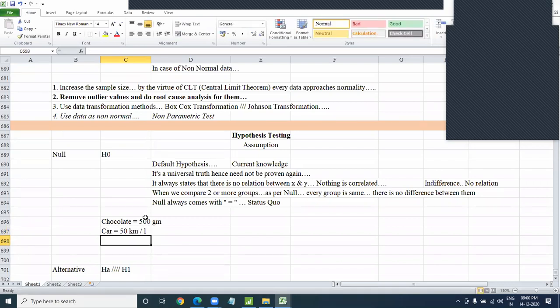It's always coming with an equal to. That status quo symbol. So practically we're talking about the chocolate, the weight of the packet is 500 grams. The car has a mileage of 50 kilometers per liter. It always comes with equal to. Keep this in mind: null will always talk about equal to. The basic meaning of null is zero. Null, nothing. So, well, probably one of the easier ways to understand this.